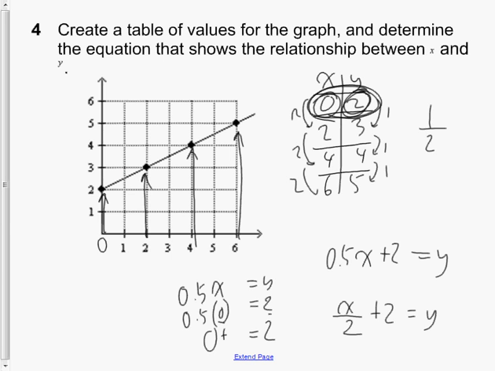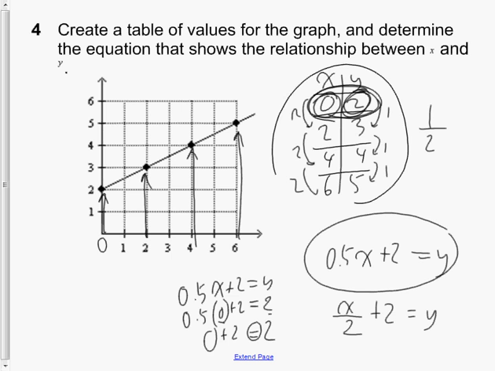In order to keep those two sides equal, I have to add 2 to both sides. And I have my constant being plus 2. So there's your equation, and there's your table of values.